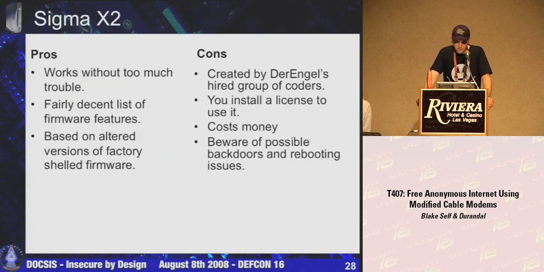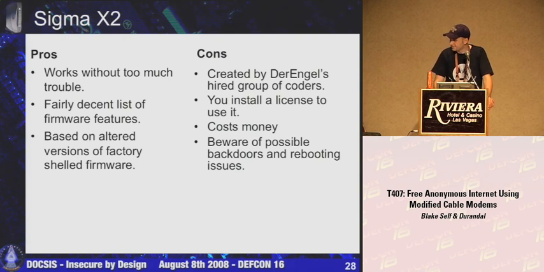Okay, Sigma X2: very easy to use, with a lot of features. It's just based on the SB5100 shelled firmware, DOCSIS 2.0. Duringle didn't actually code it. He has a team of coders who did this for him, and he charges $20 for a license to use Sigma firmware. And supposedly there's some backdoors in there that he created to basically sell to the ISPs if they wanted to shut down all the hacked modems. He was going to sell out his own firmware.